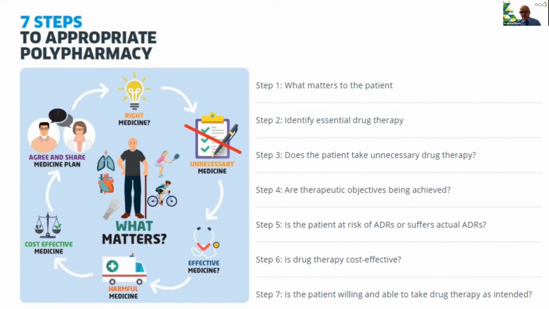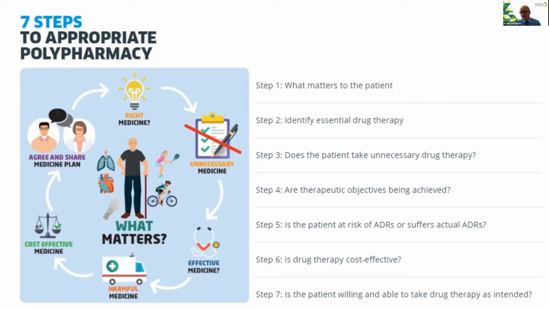Then identifying what are the key medicines, and are there unnecessary medicines or beneficial medicines? Does the patient take the unnecessary drug therapy? You find that patients adapt to what they wish to do, and that's why there's a very much patient-centered approach. Are we achieving what we're supposed to be achieving with the medications that the patients are receiving? Are they getting the benefits? And sadly, are they getting ADRs or potentially getting them, or actually suffering ADRs, which may lead to further medication prescription? Also, is it a cost-effective therapy, or are there other alternatives?